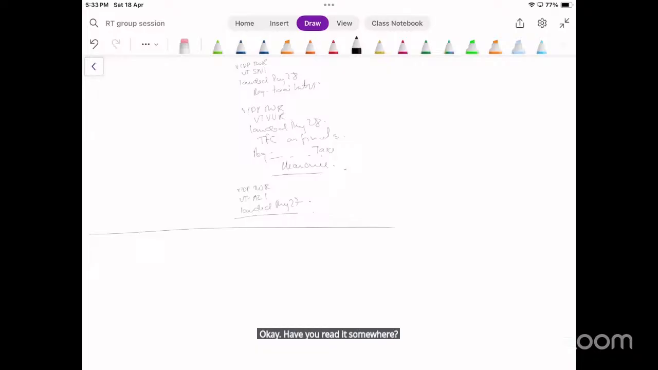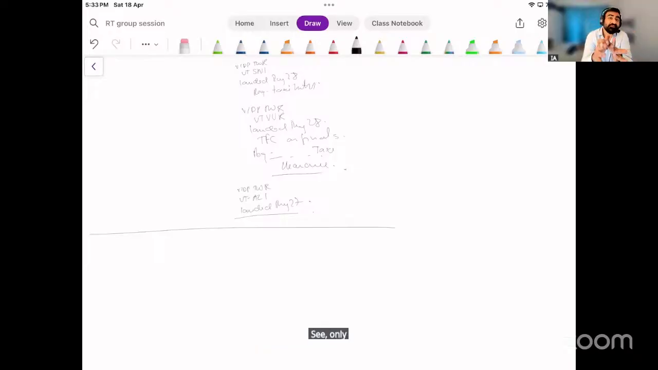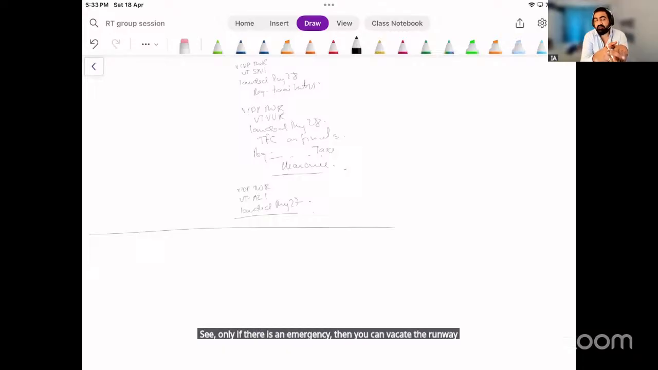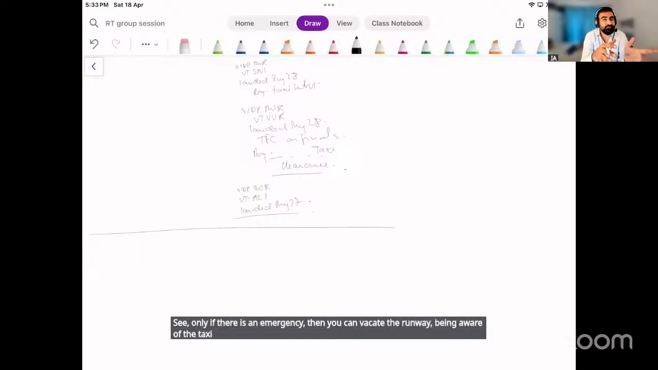No, I haven't read it. So that's the... See, only if there's an emergency, then you can vacate the runway, being aware of the taxiway and being safe about it. But then after vacating the runway, you hold position on that taxiway.